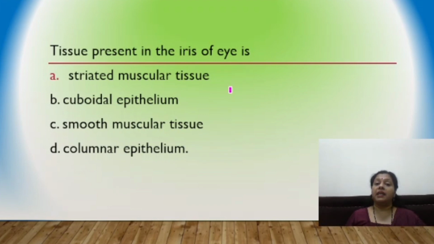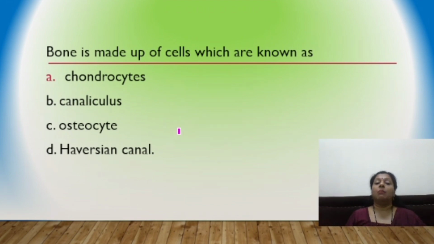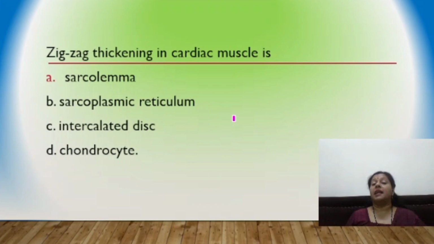Tissue present in the iris of eye. Iris of eye has smooth muscular tissue. Tissue present in the kidney tubule. Kidney tubules are called nephrons. They have supporting tissues, that is cuboidal epithelium, which gives mechanical support to the tubules. Bone is made up of cells known as, bone is a tissue, so any tissue is made up of cells. Here the cells are called osteocytes. Zigzag thickening in cardiac muscle is called intercalated disc.